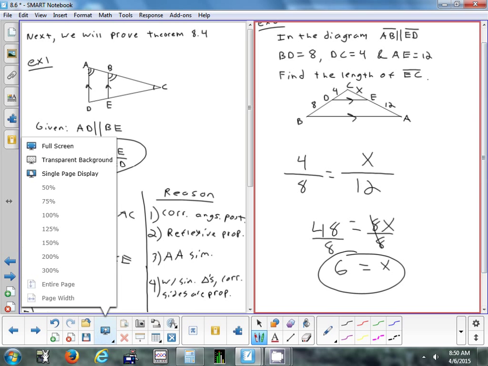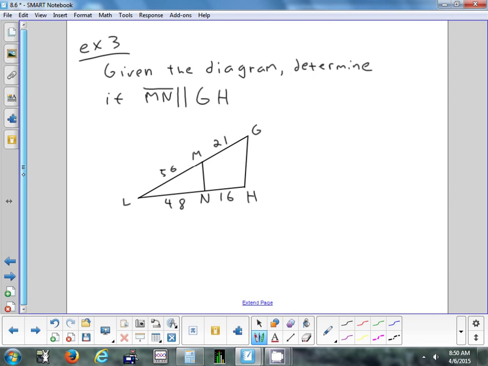All right. Now this one's a little different. They're giving you all the sides, and they're asking, is MN and GH parallel? If they're parallel, these sides are going to be what, in one word? If MN and GH are parallel, when we set up our fraction, the sides will be proportional. Yep. If they don't come out proportional, the sides are not parallel.